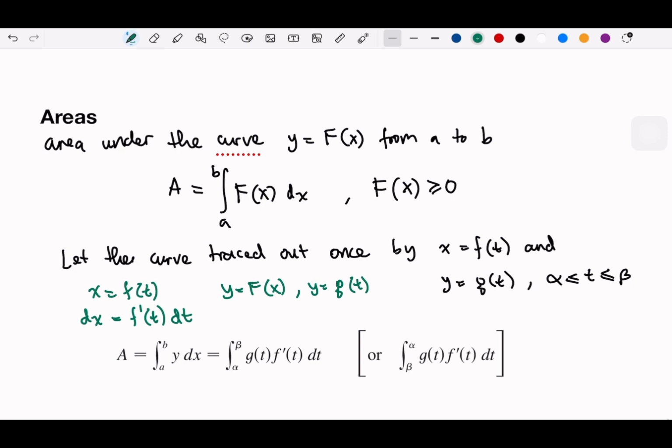So f of x is y, and y is also g of t, and dx we are going to replace with f prime of t dt. I think it's quite intuitive using the chain rule, based on the definition of x, y, and the parameter t. We have this, or we can also switch alpha and beta, but this will be the default for the area in parametric.